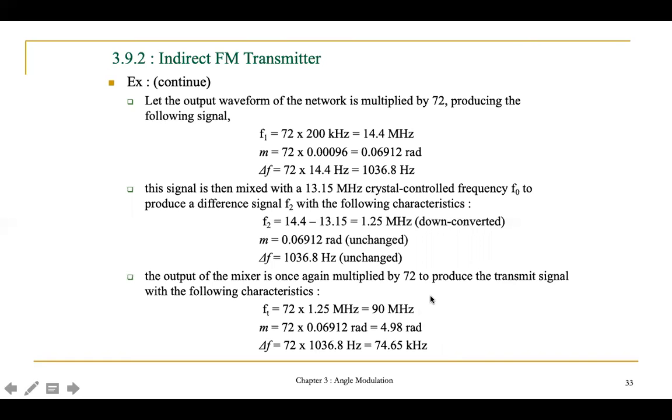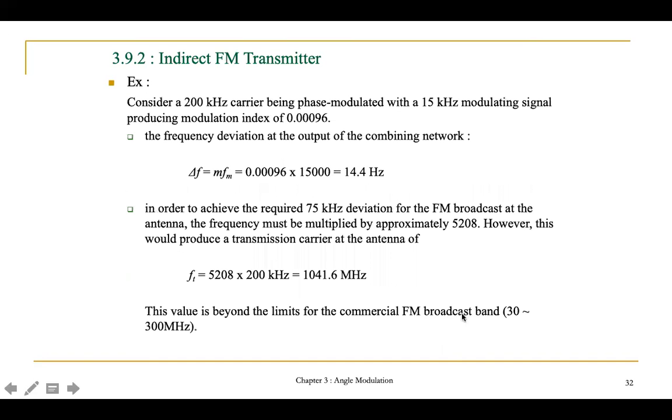Okay, so you can see the difference when you use an indirect FM transmitter. You can achieve a delta f of 75 kilohertz, and your frequency is also within the FM broadcast band of 30 to 300 megahertz.